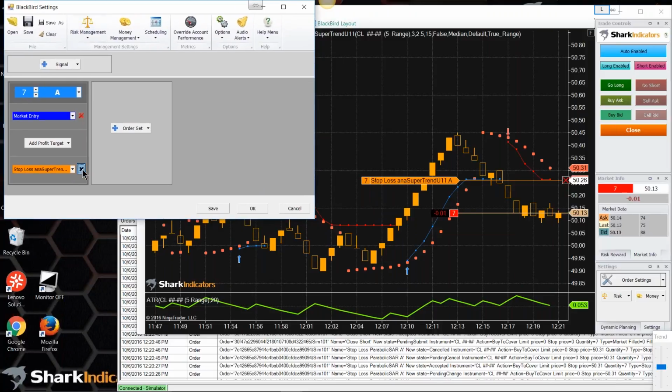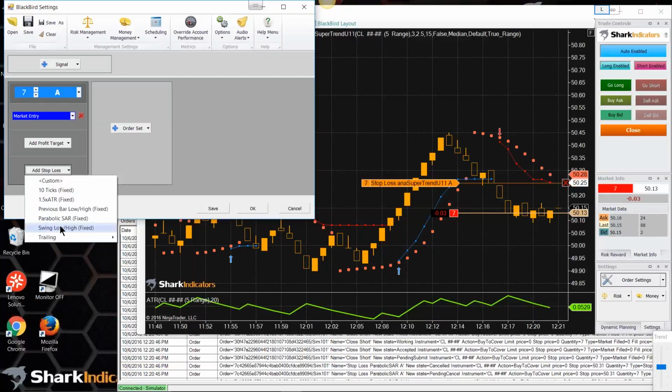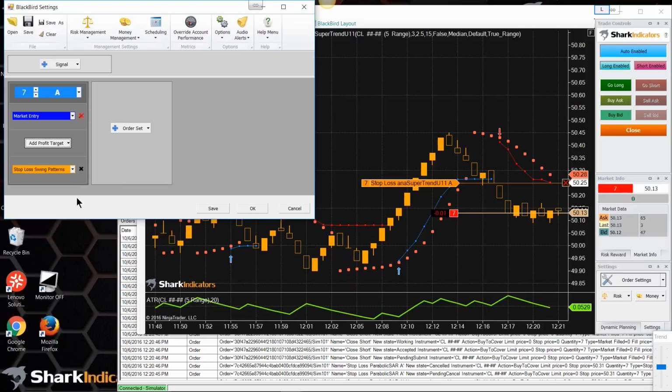All right, let's see. All right, swing prices. Now, earlier, we showed setting our profit target at a swing point price. We could also set our stop loss at swing points as well. So let's go in and set up a trailing swing point stop loss. So we could follow the swing low or the swing high point.